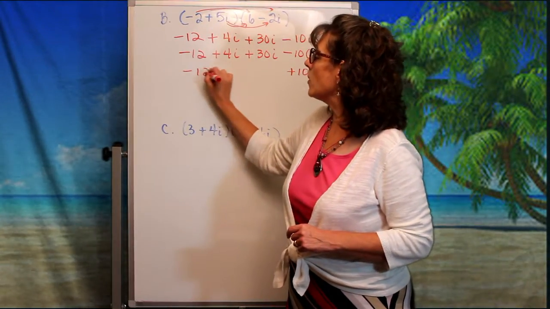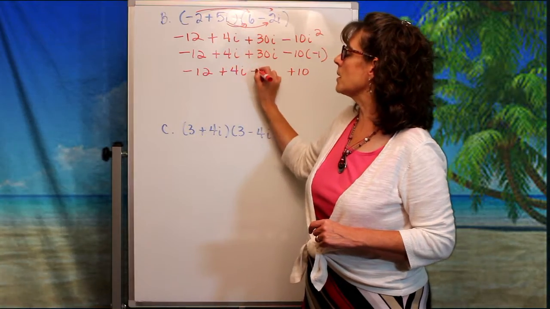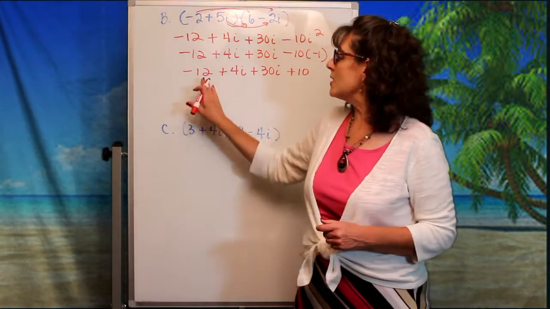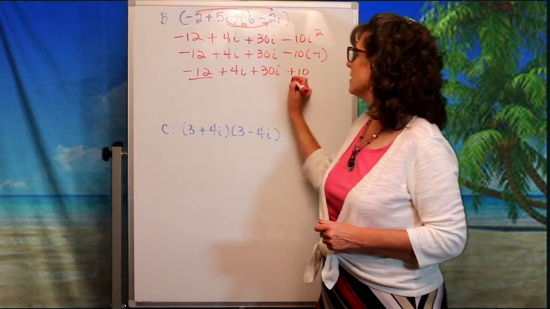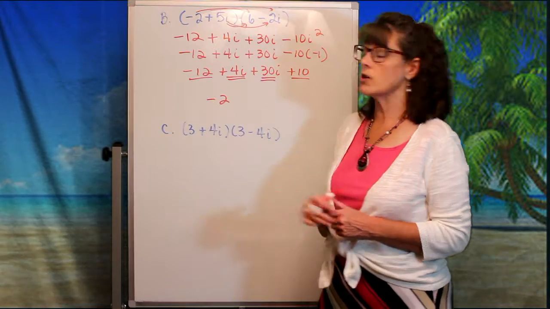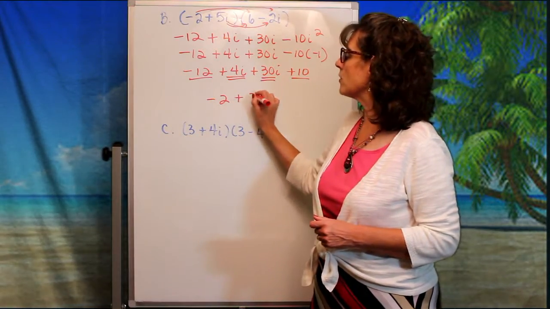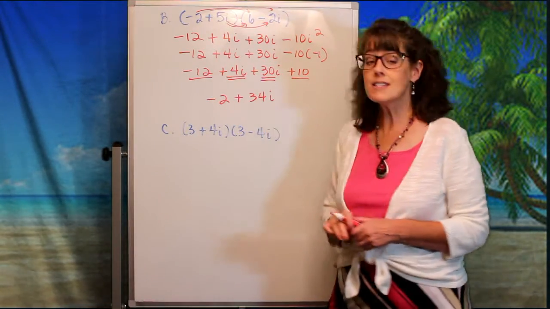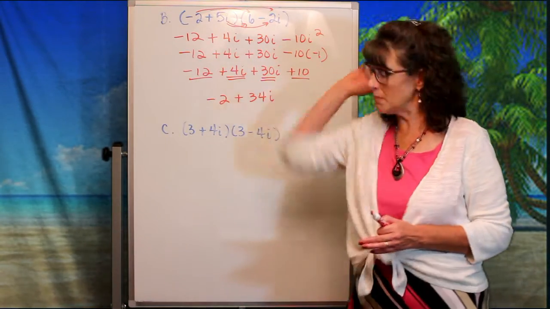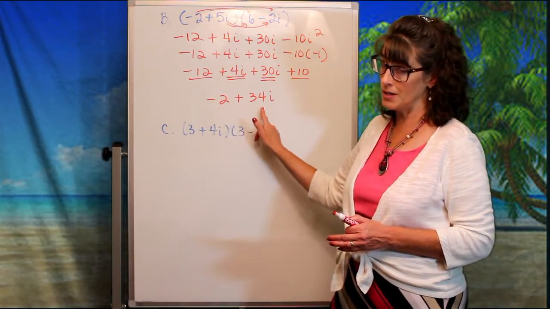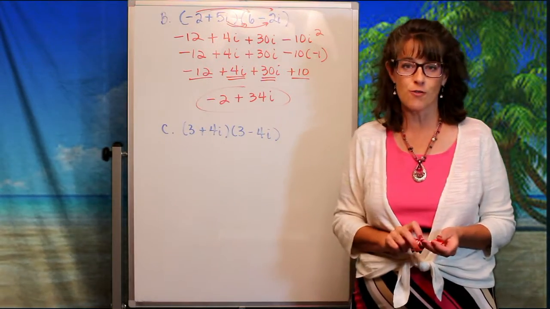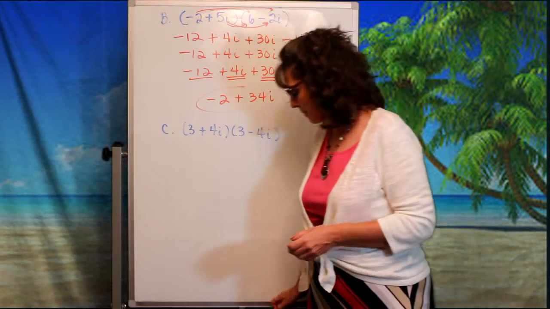And so now what I'm going to do is, once again, combine up those real parts and combine up those imaginary parts. So negative 12 plus 10 will give me a negative 2. And now let's combine up those imaginary parts. 4i plus 30i will be a 34i. Is that mathematical mullet, that standard form with the business in the front, the party in the back? We got a real in the front, we got our imaginary in the back. Yes, that is our standard form for our complex number.